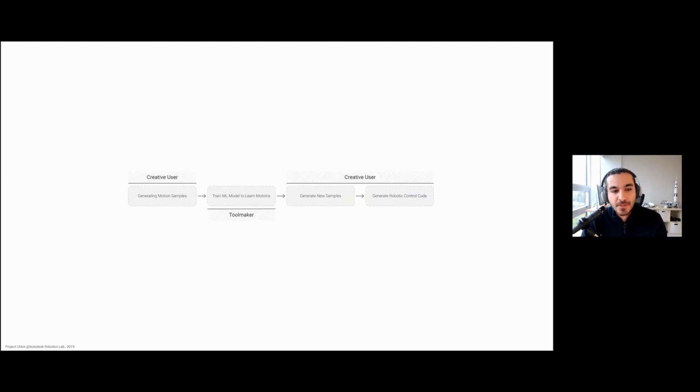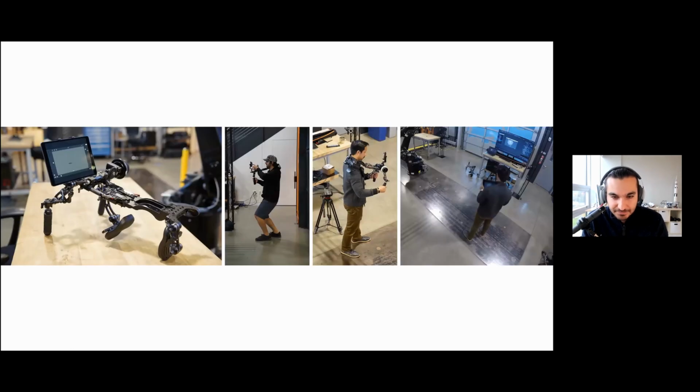So in this workflow, the creative users were responsible for generating samples. And then the machine learning expert, which in that case was me, was responsible for making this machine learning model, training it, and then providing an interface for the user to actually draw samples, combine them, and then run it on the robot. So we actually made some tools to collect these data samples.